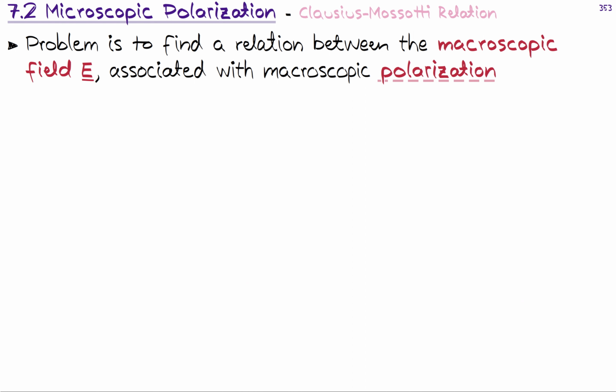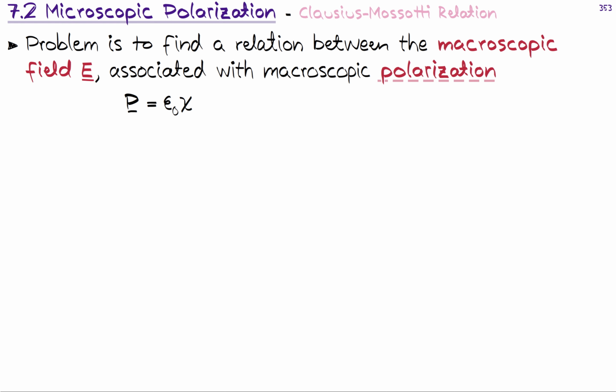Because if we know the macroscopic polarization, and we certainly know Maxwell's equations, then we could calculate and understand how matter interacts with incident light or an incident electric field. So this is our motivation. If we have P, the material polarization, then we may describe the macroscopic response with a material parameter, known as the material susceptibility, chi.